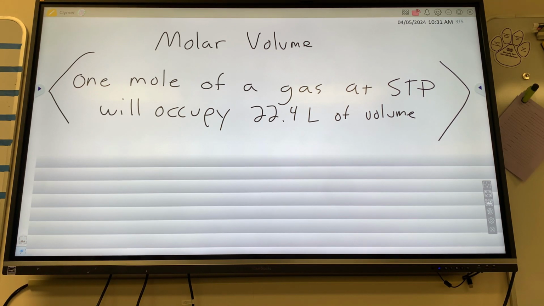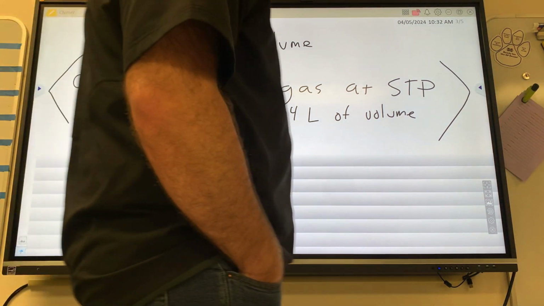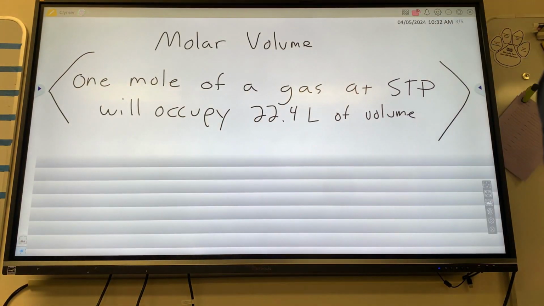One mole of a gas, at STP, which we'll talk about briefly, will occupy 22.4 liters of volume. And there are some assumptions in here, but again, we're not going to really care about those for now. We're going to take this at face value for the sake of putting this into a T-chart, is essentially what we're going to do.